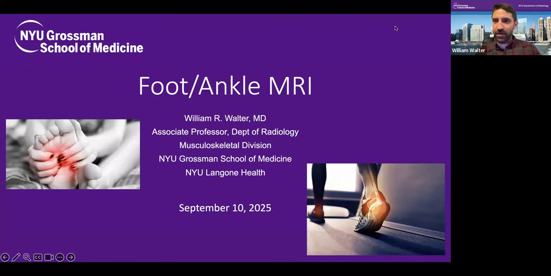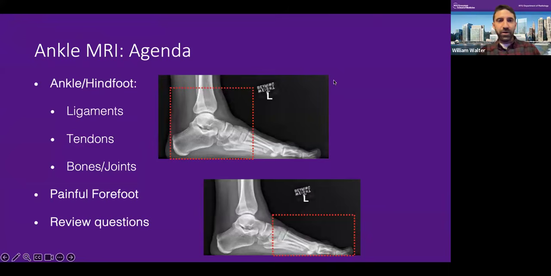So it's kind of a beefy topic. Please, as Dr. Ishii said, feel free to ask questions in the chat as they come up. I will be covering this agenda here. So we'll be looking first at the ankle and hindfoot: ligaments, tendons, and then osseous and articular findings. Then we'll look at the painful forefoot with some review questions at the end.